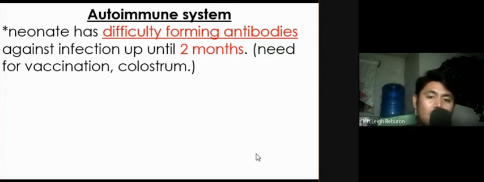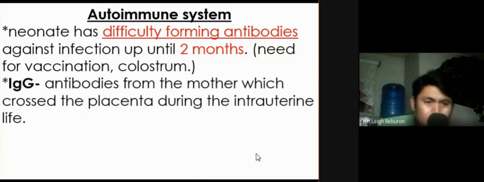Kaya nga po yung mga bata, kailangan nila ng vaccination. Kailangan nila ng colostrum because these will provide them with the necessary protection against infection. Kasi nga, nahihirapan silang mag-form ng antibodies on the first 2 months of life.